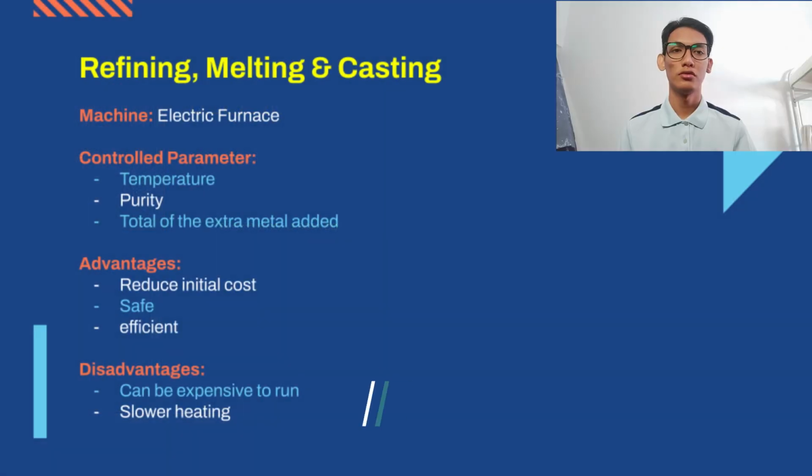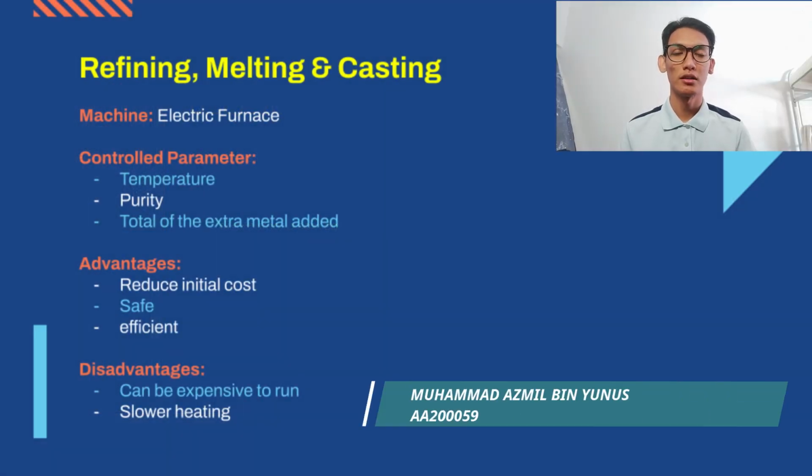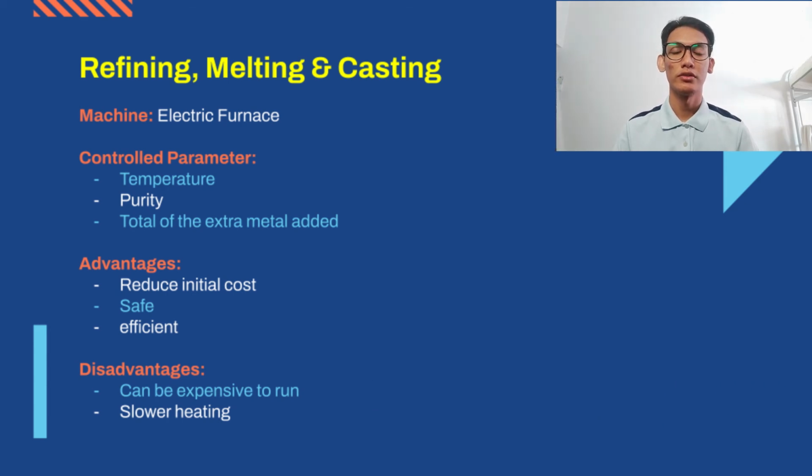For the refining, melting and casting process, we use the furnace machine. The control parameters that we have to look at are the temperature, the purity and the total amount of extra metal added. The advantages of this process are that it reduces initial cost, and it is safe and efficient. The disadvantages are that it can be expensive to run, and heating is slower.